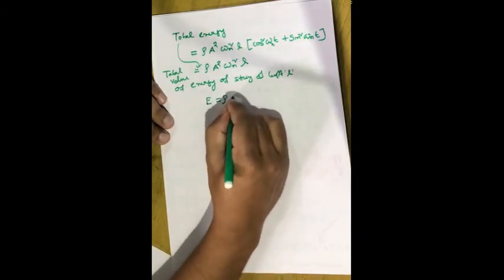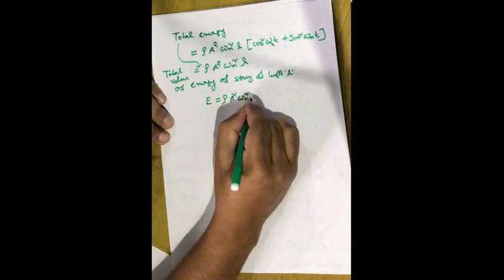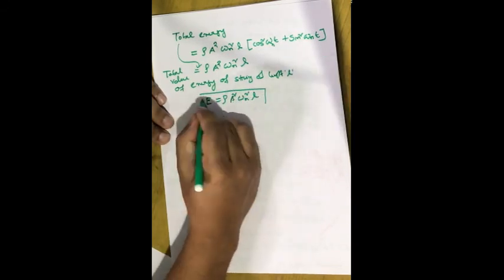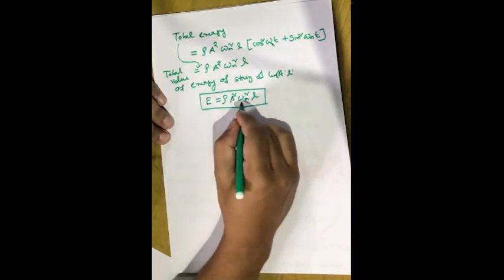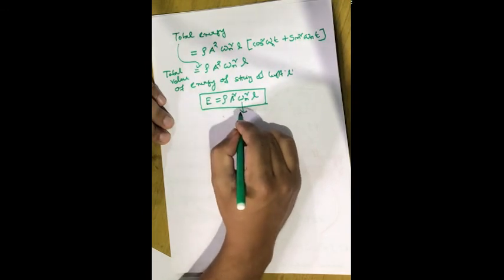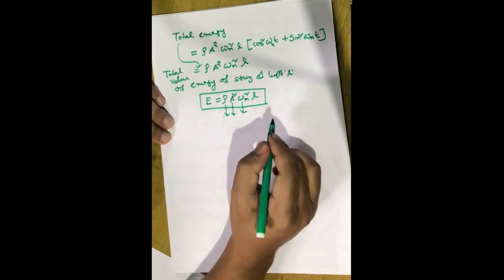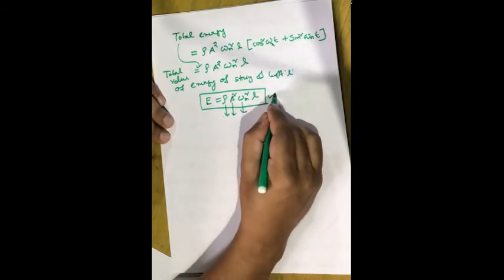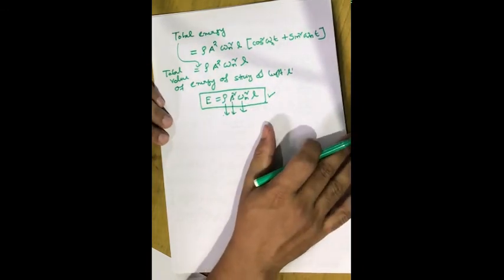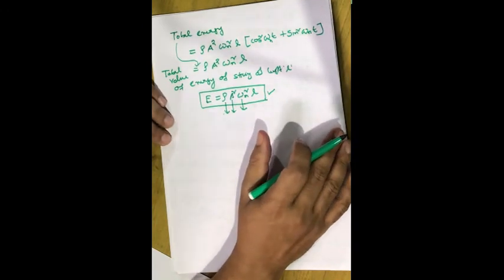So this is the expression for total energy: E is equal to rho a square omega n square into L. It depends on the normal mode of vibration of the string, the amplitude of the string, and the mass per unit length of the string. These three quantities collectively determine the total energy of vibration in normal modes of oscillation.